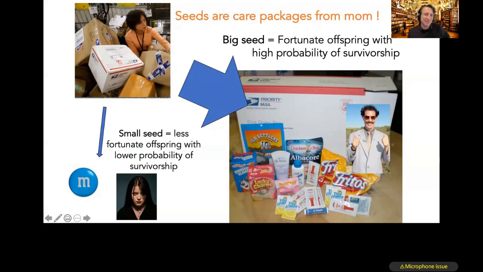You can have a big seed, and a big seed is a fortunate offspring because that seed size is reflected in this maternal allocation of resources, all this stored starch, carbohydrates, nutrients, to fuel the growth of this seedling as it develops. A small seed is a small care package. A small seed means a less fortunate offspring with a lower probability of surviving, right? Because the size of the seed reflects maternal investment. How many resources your mom is basically giving you to survive into the future.